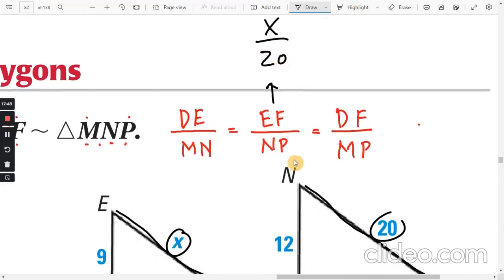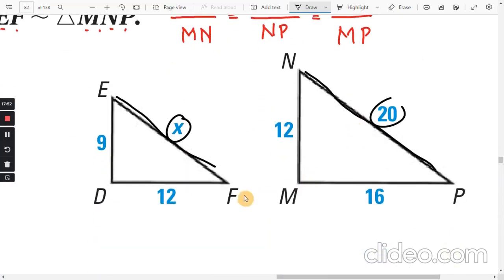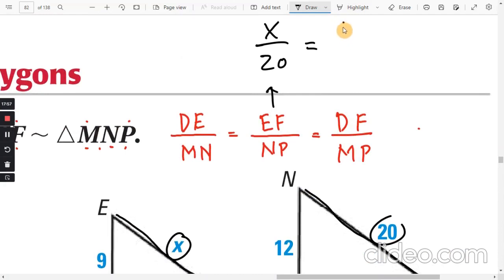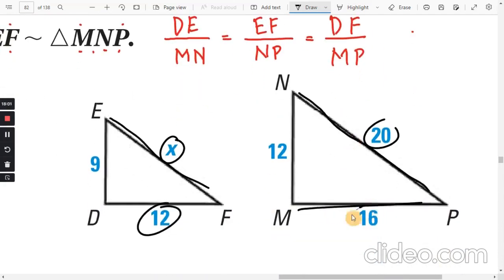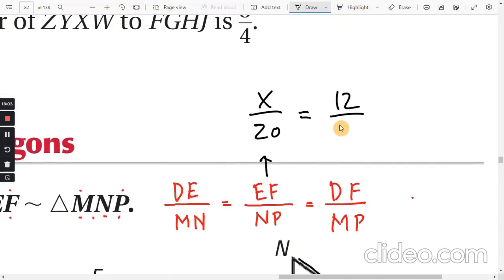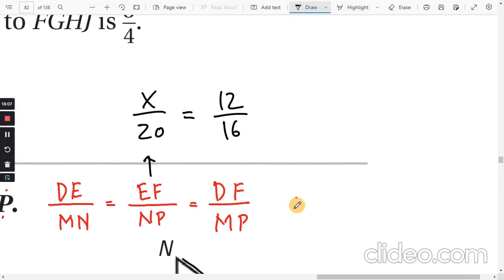Now I can use either one of these two. All right, it doesn't matter. So DF is 12. So in place of DF, I write 12. And MP is 16. All right, so now we're in business. Okay, cross multiply.